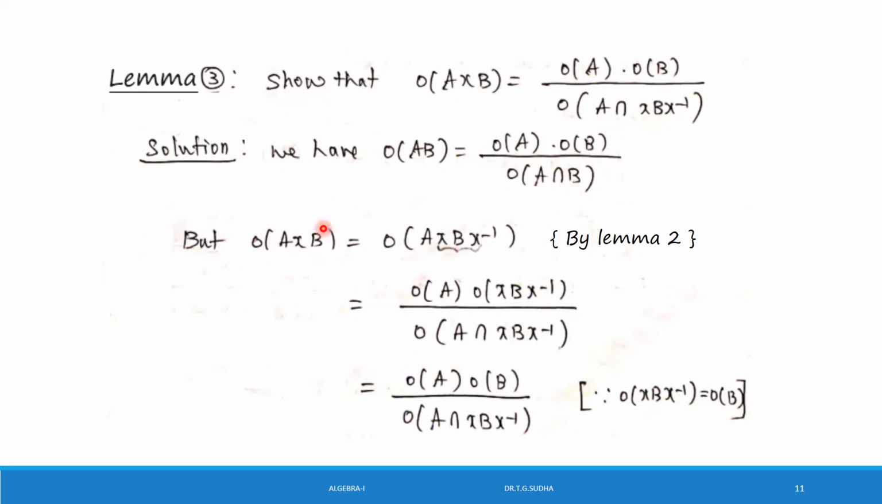Here we are going to consider the left-hand side, that is order of AxB, but AxB is equal to AxBx inverse using the second lemma. Now we can treat this as two sets here. One is A, the other set is xBx inverse, and we can make use of the above identity of set theory and write down this as order of A into order of xBx inverse divided by order of A intersection xBx inverse. But order of xBx inverse from lemma 1 will be equal to order of B. Hence the lemma. Thank you.